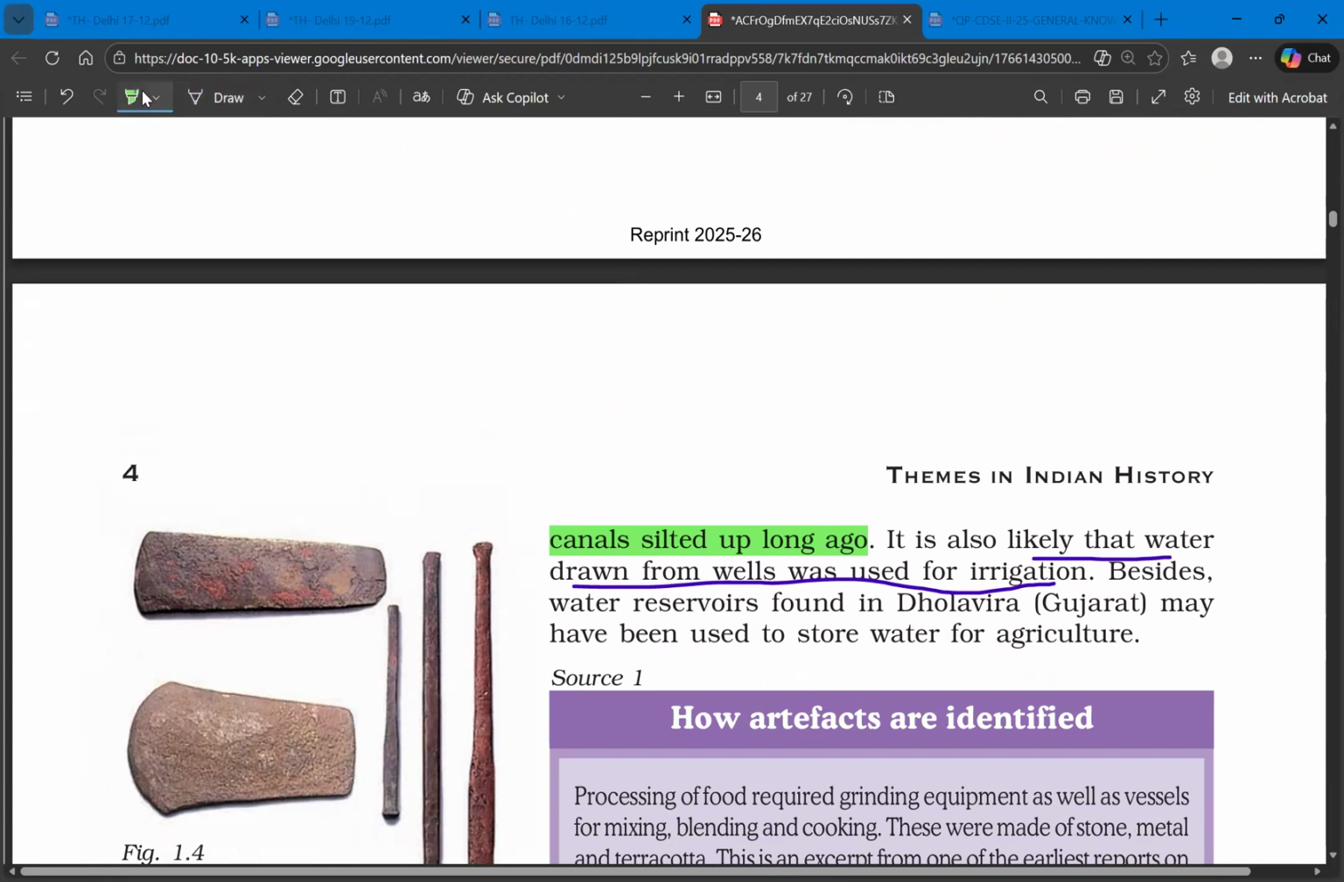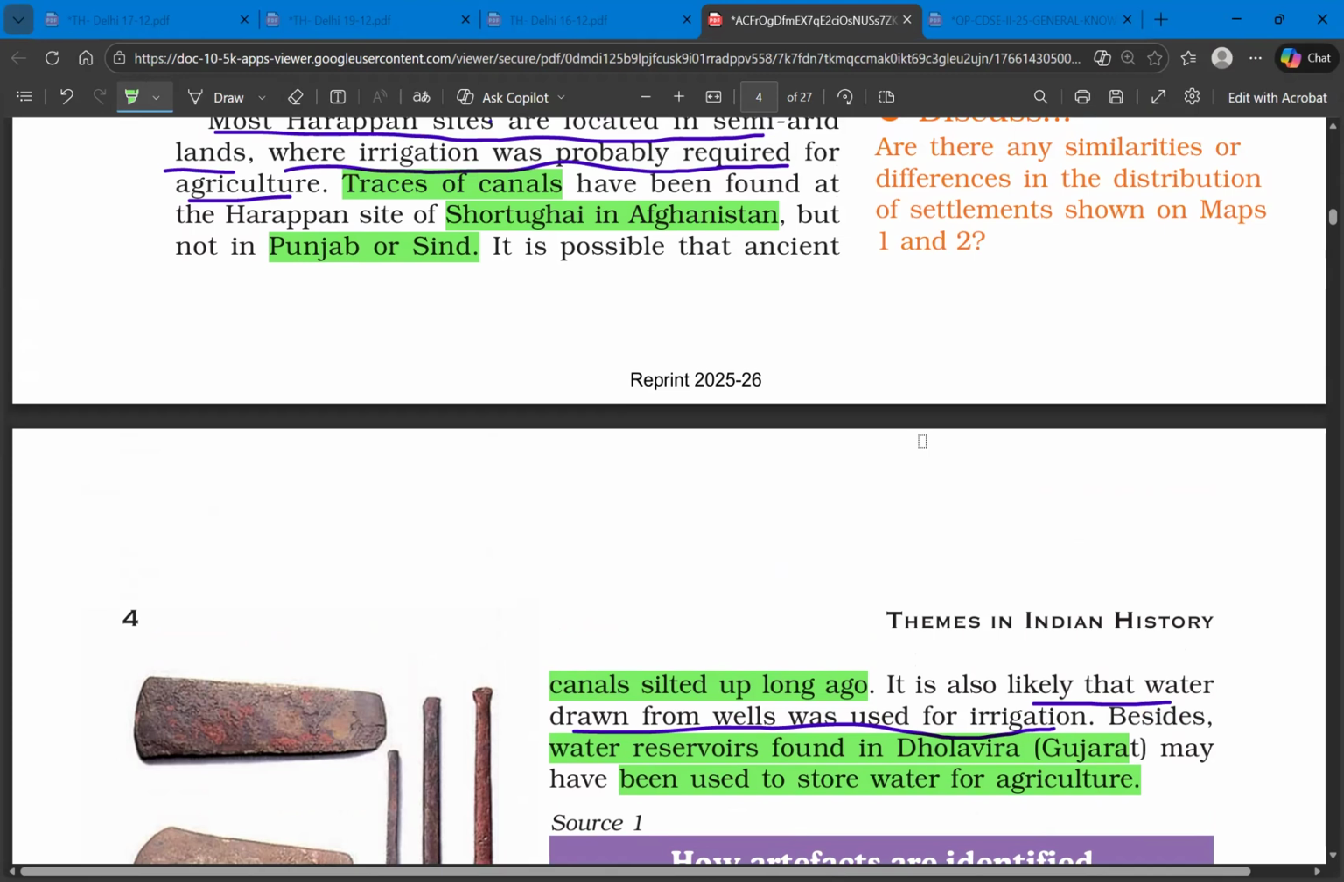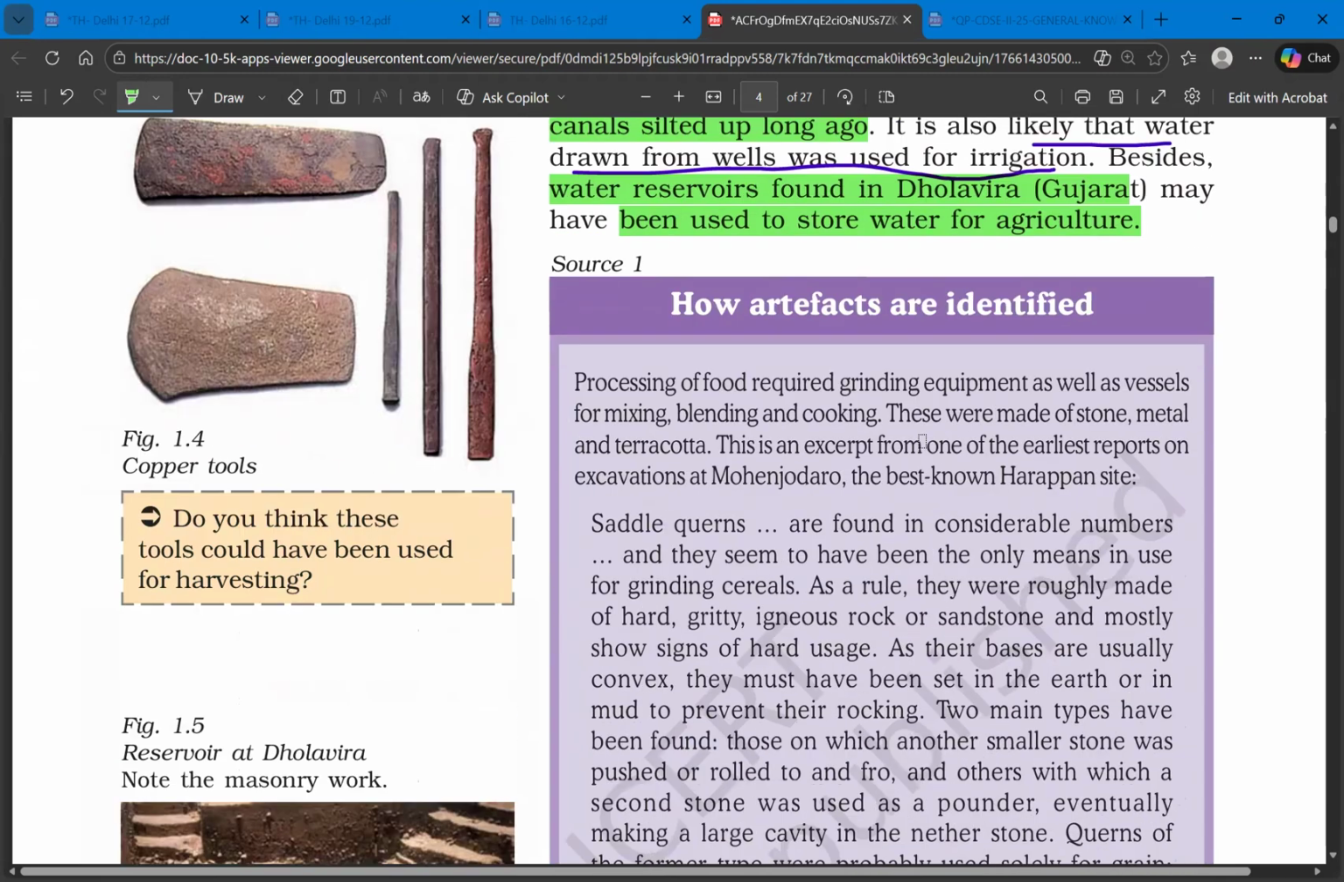There is an example for this, that is Dholavira, because water reservoirs were found in Dholavira, Gujarat, which may have been used to store water for agriculture. So there were different methods to irrigate their lands. One is making canals, as we have seen in Shortugai of Afghanistan. We also have evidence of water reservoirs found in Dholavira of Gujarat.